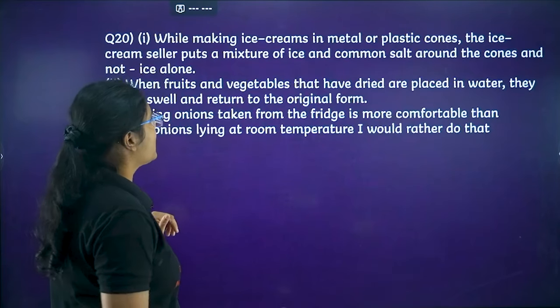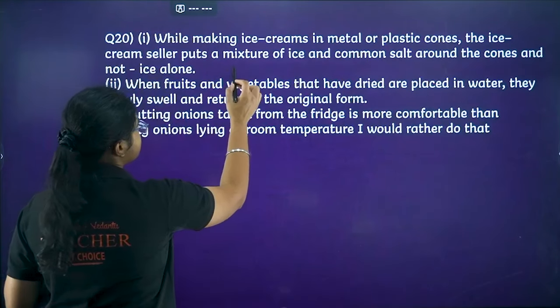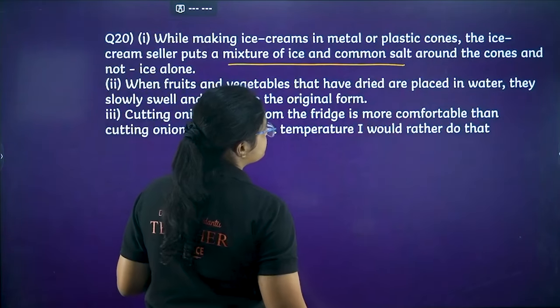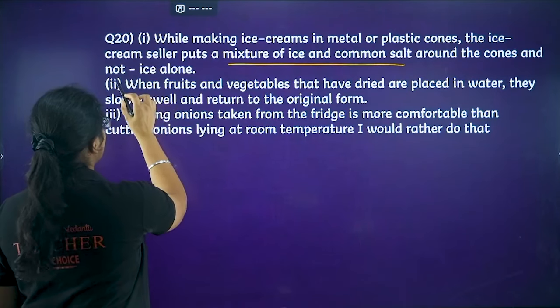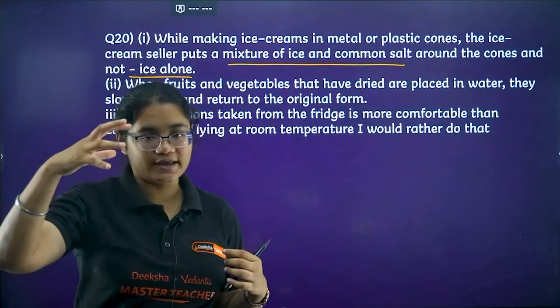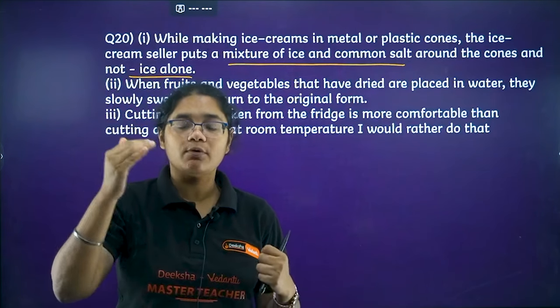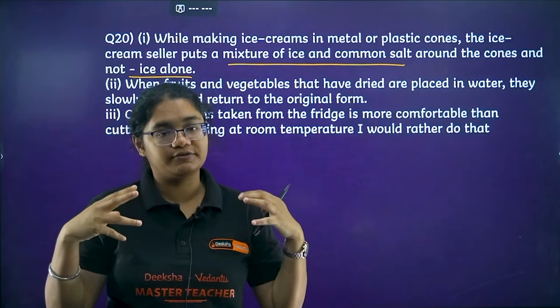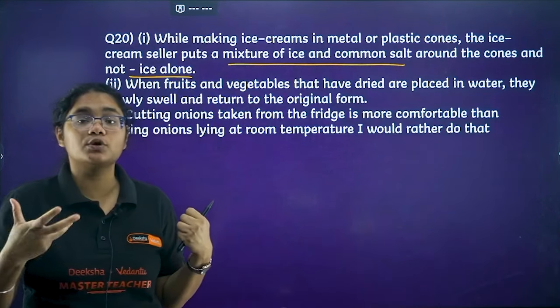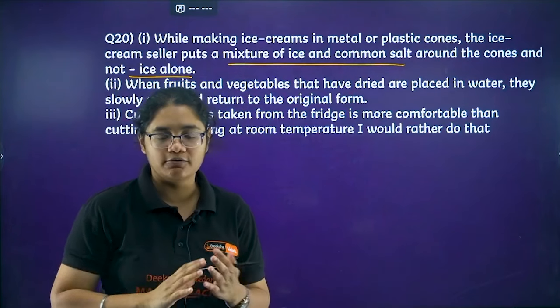Next, while making ice creams in metal or plastic cones, the ice cream seller puts a mixture of ice and common salt around the cones and not ice alone. So this is very simple. When you add a mixture of salt, again the vapor pressure decreases and the freezing point decreases. So now it will become more cold and the ice cream can stay in the colder state for a longer period of time.